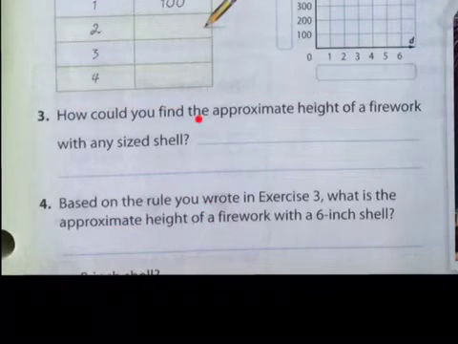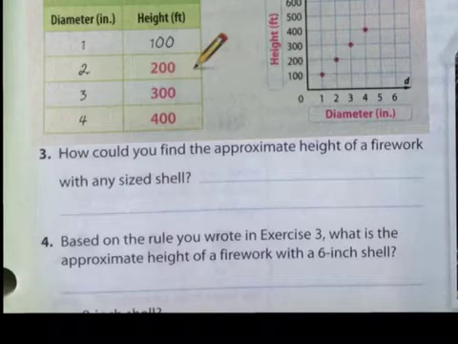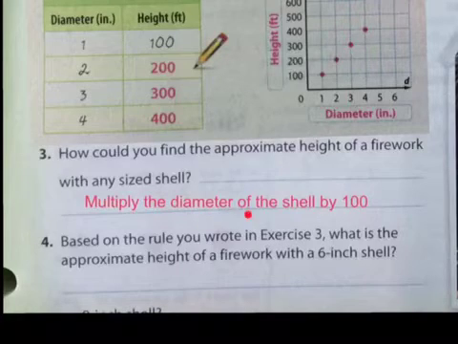Number 3. How could you find the approximate height of a firework with any size shell? Well, based on our unit rate, we know that each 1 inch of diameter is 100. So we must simply multiply the diameter in inches times 100. 1 times 100 equals 100. 2 times 100 equals 200. 3 times 100 equals 300. 4 times 100 equals 400. So we must multiply the diameter of the shell by 100 for any size. So any size that you get, just multiply by 100 and it'll tell you the height.